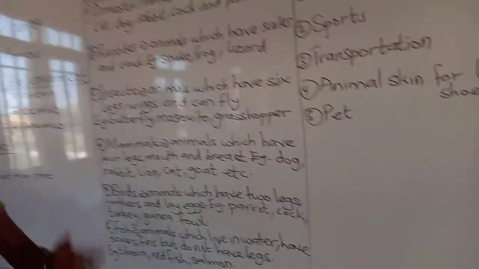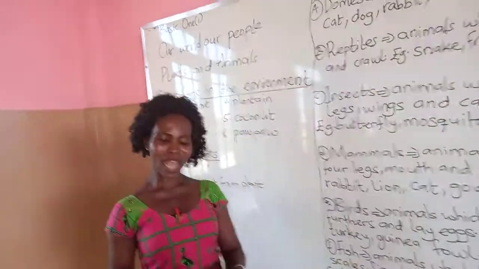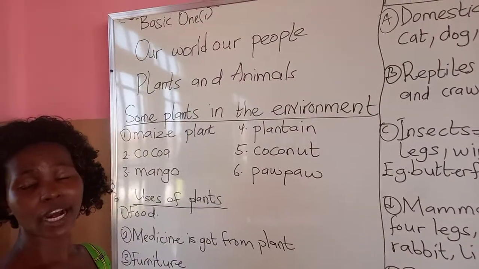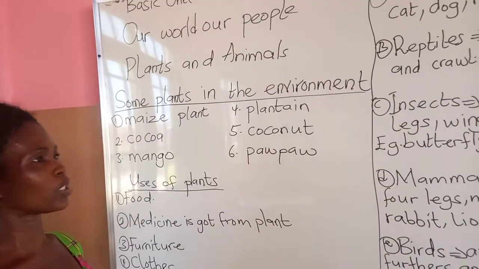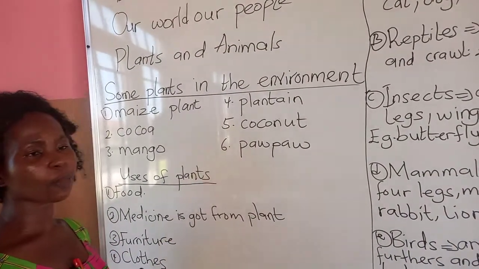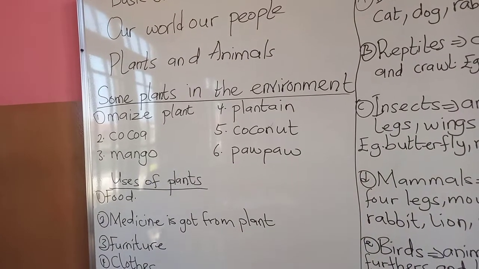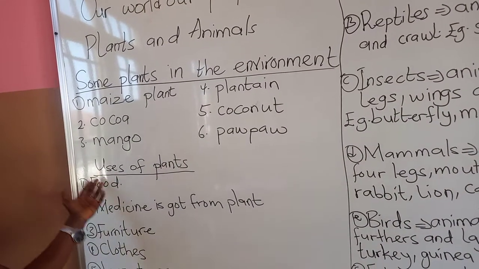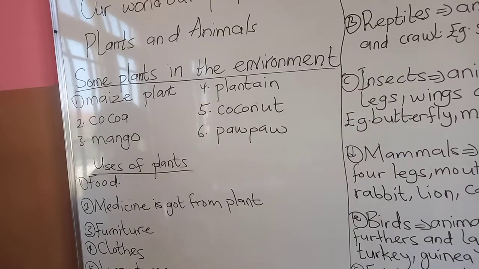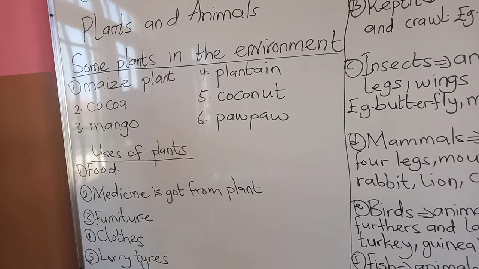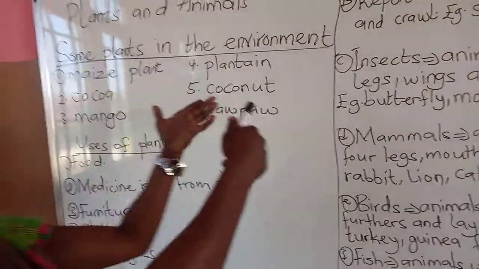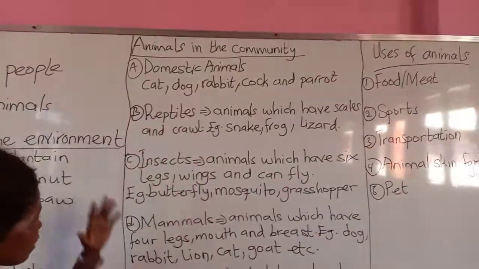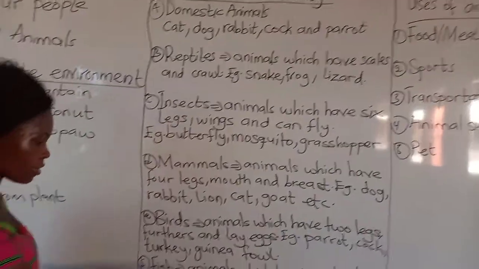So what subject are we talking about today? Know that today we are studying a new subject called Our World, Our People, which we shortly call OWOP. And our topic is plants and animals, and we have named some plants in the environment. We have also seen the uses of plants: food, medicine, furniture, clothes, lorry tires, and baskets. We also look at some animals in the community. We have the domestic animals, the reptiles, the insects, the mammals, the birds, the fishes.